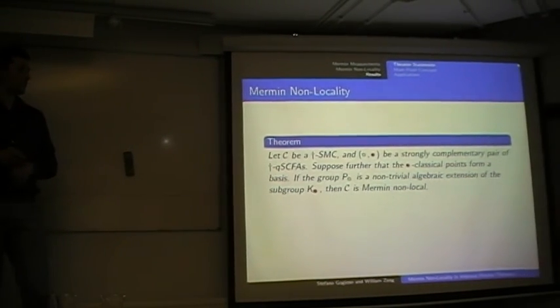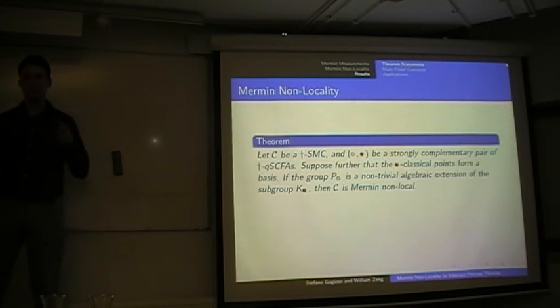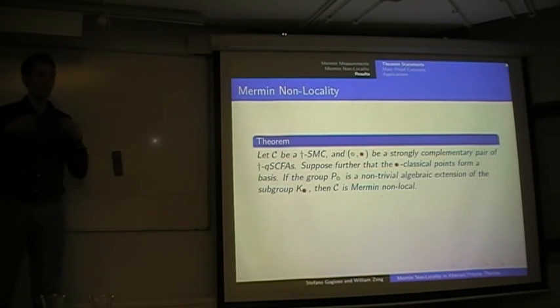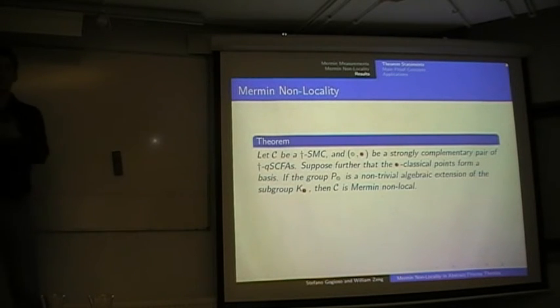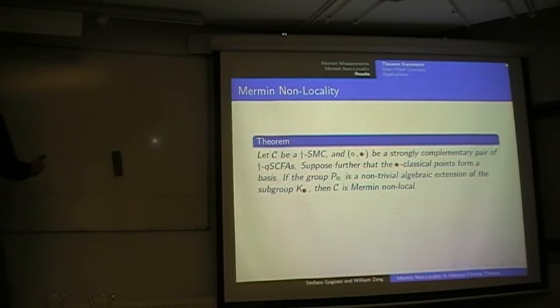Great, so the result we use is: if we start with some process theory, a dagger compact category, maybe quantum, and we've got two strongly complementary dagger special commutative Frobenius algebras, generalized bases, and we suppose further that the classical points are, in this case, a basis, with a little bit more conditions on these classical points to be more basis-like, then if the phase group is a non-trivial algebraic extension of this classical point subgroup, you can always make a Mermin non-locality argument. We can show you how to construct that, though not in this talk.